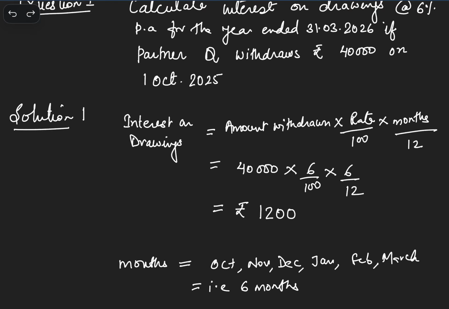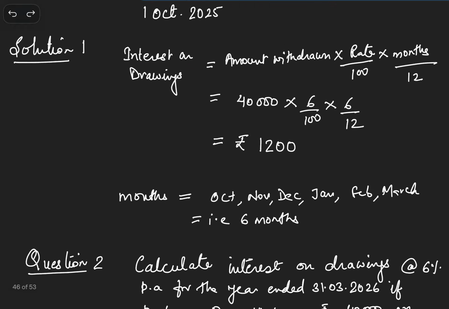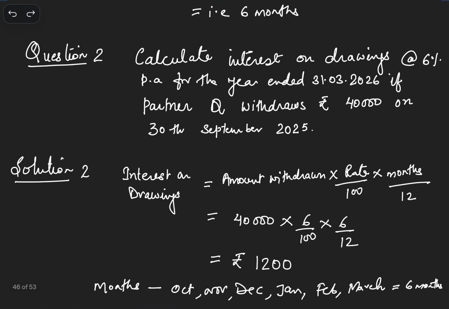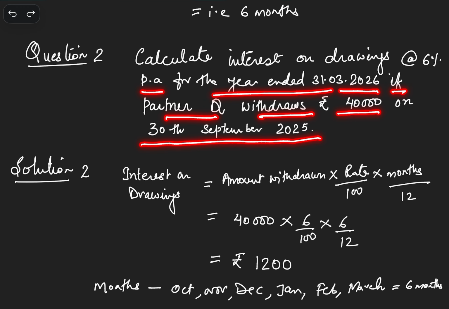Now, to emphasize the fact that if the amount is withdrawn on 1st October 2025, we have considered this month, 1st October. Right, we'll be focusing on the next question where the amount is withdrawn on the last day of the month. Let's check the second question. Calculate interest on drawings at the rate of 6% per annum for the year ended 31st March 2026, if partner Q withdraws rupees 40,000 on 30th September 2025.